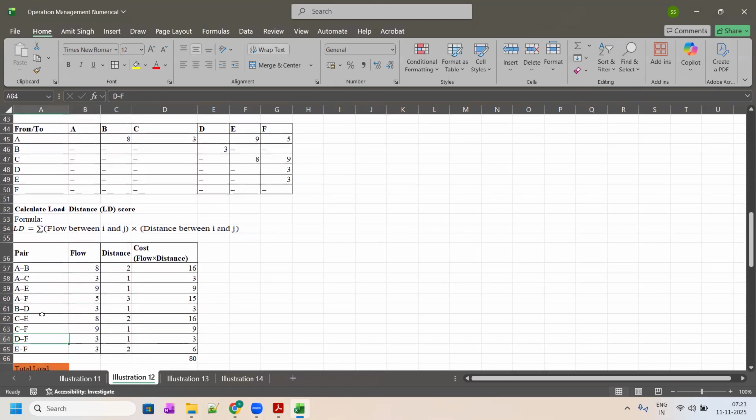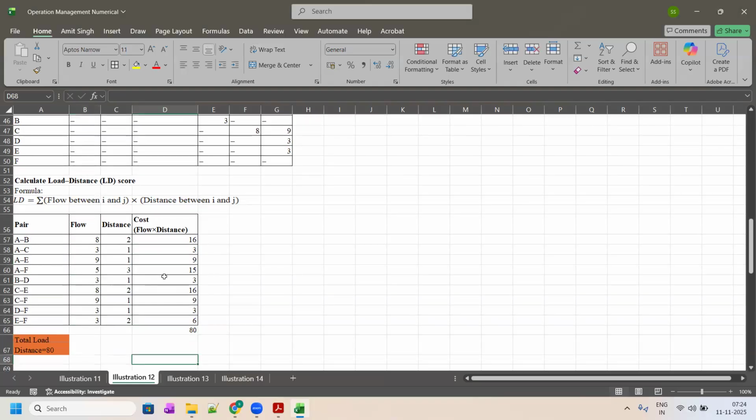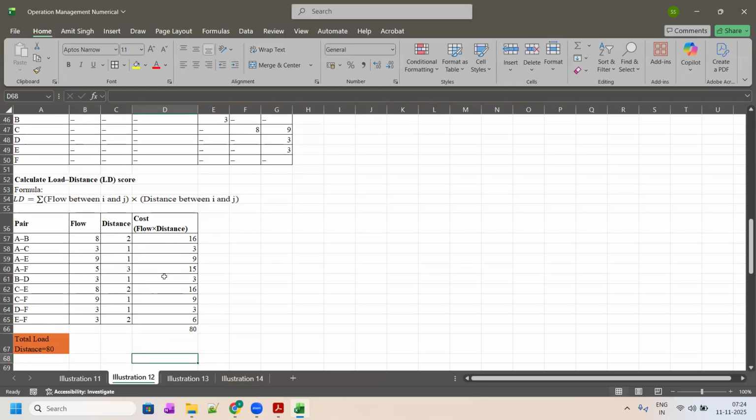Their distance we have already calculated. The flow is given in the numerical. In your exam, in your numerical, the flow will be given to you. So just multiply the flow with distance, you'll get the cost, and we'll consider that setup which has the minimal cost. Creating 24 possibilities here would be very difficult, but just for your understanding, this is the way you will do it. Clear, everyone?